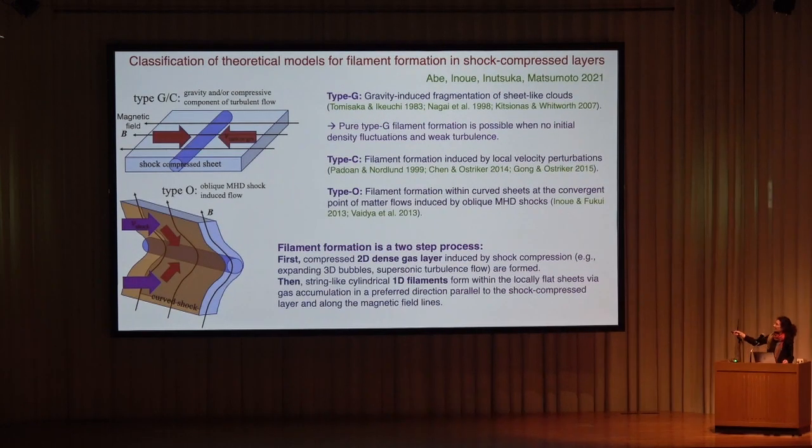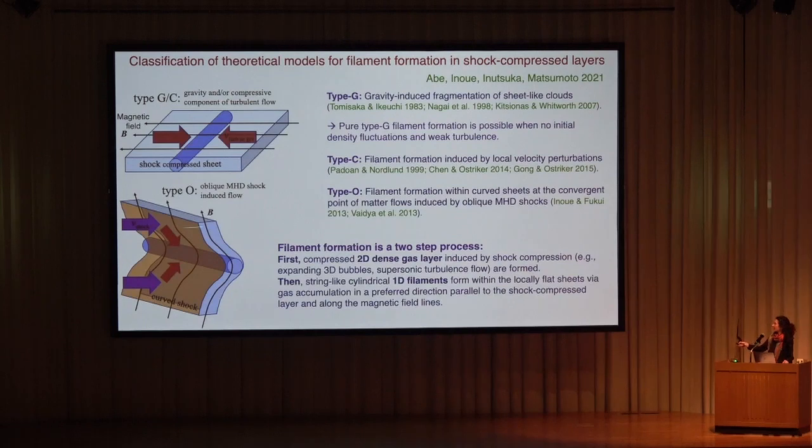The next types are type G and C, where filaments are formed through converging flow along the magnetic field within the sheet, and the filament in this case is formed perpendicular to the magnetic field. In type G, the flow is induced by gravity, but this pure type G filament formation is possible only when there are no density fluctuations and turbulence is weak. In more realistic conditions, the flow is generated by turbulence, and this is type C for filament formation.